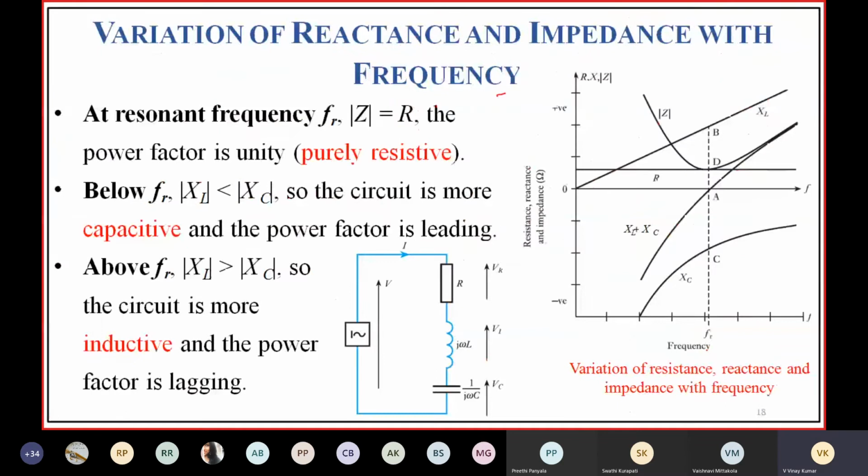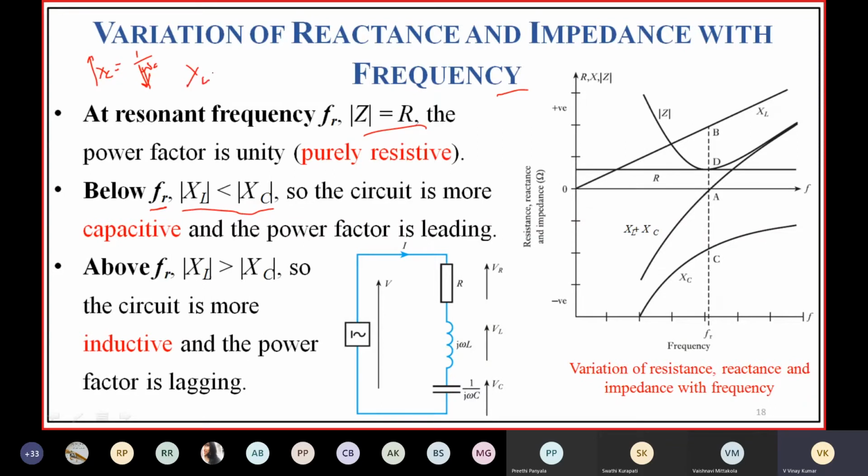So here, it is given that impedance Z is equal to R. Below FR, XL is less than XC, because for low frequencies XL is less than XC. You know XC is equal to 1 by omega C. So if frequency is low, XC will be more.